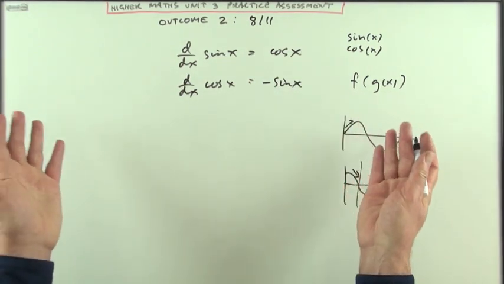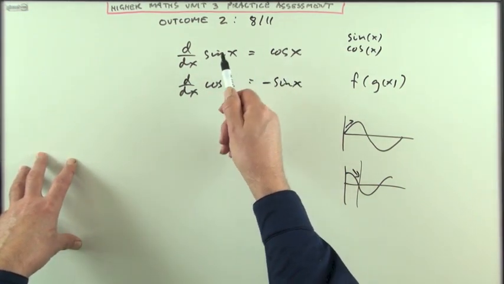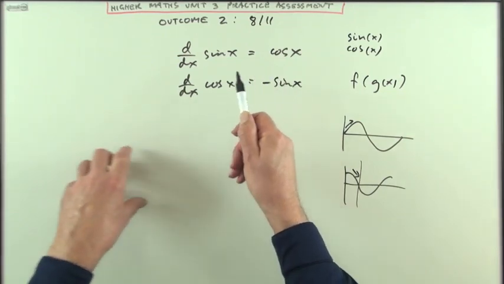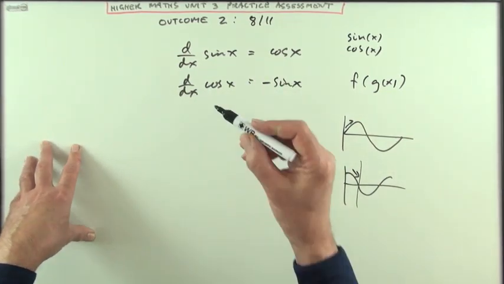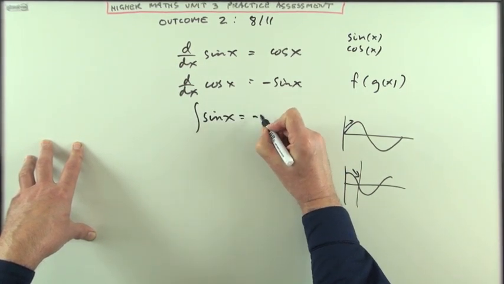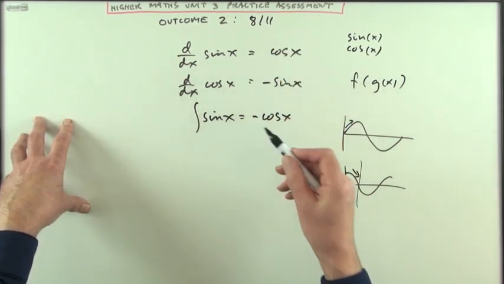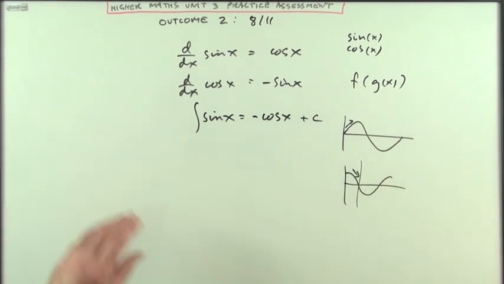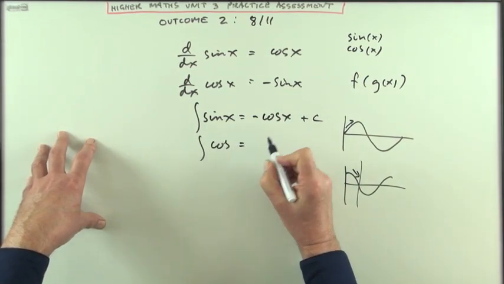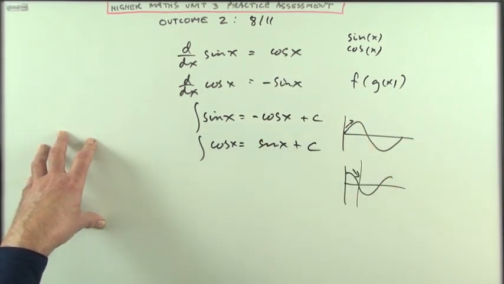The integrals would be the other way around. So undoing the derivative, cos would go back to sine, but sine, because it's a negative here, would go back to a negative cos. So the integral of sine would be a negative cos. You just need to think it's the opposite. That's positive, so that's negative. But don't forget plus c whenever you're integrating. And the integral of cos would be simply sine of x plus c.